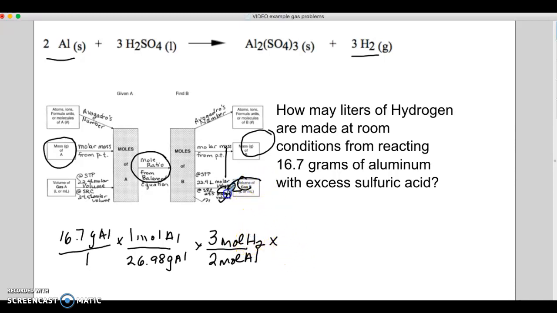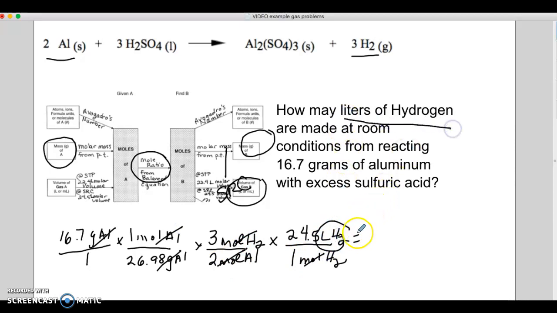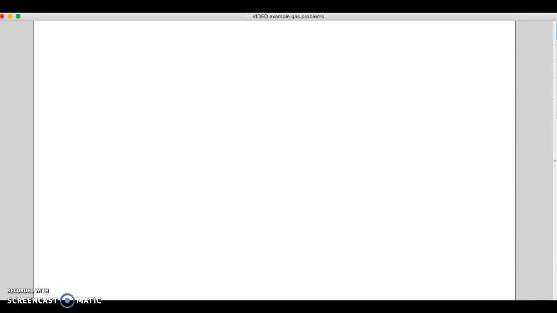So I'm going to go down here, and I know that 1 mole of any gas, but in this case, hydrogen, has a volume of 24.5 liters at SRC. So you can see that everything works. And we end up with liters of hydrogen, which is what they wanted. And then when I do the math, I end up with 22.4 liters. So let me show you one more problem.